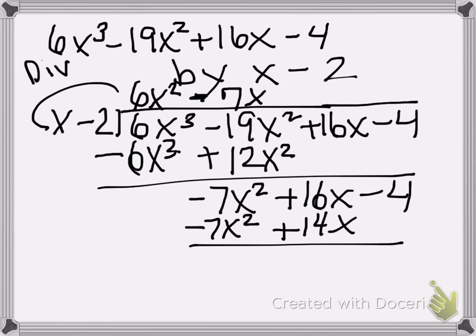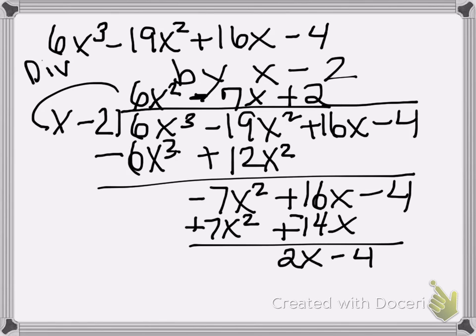Draw your line, and now you go back and change your signs. So this becomes positive, this becomes negative, and then you combine your terms. Your x squareds cancel out, and you're left with 2x minus 4. All right, now you start all over. You do the same thing again. Take just the first term of your divisor. How many times does 1x go into 2x? Well, that's positive 2 times.